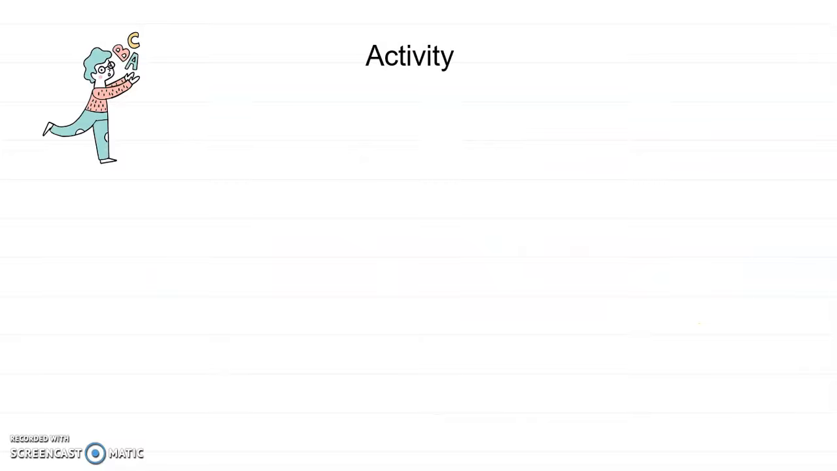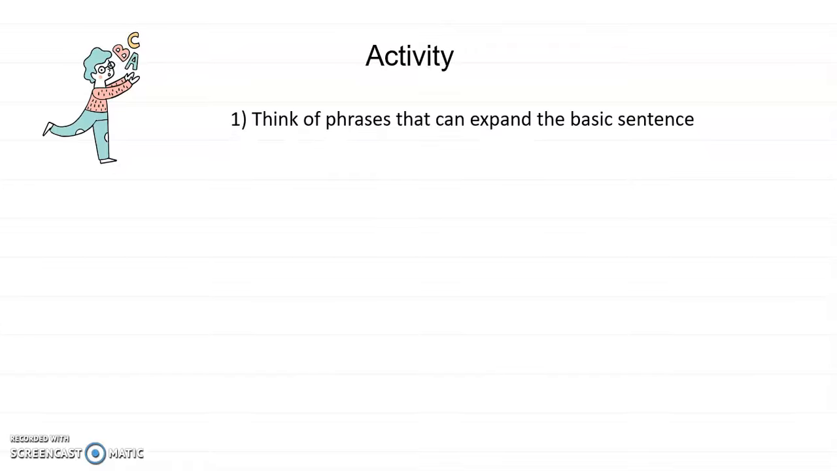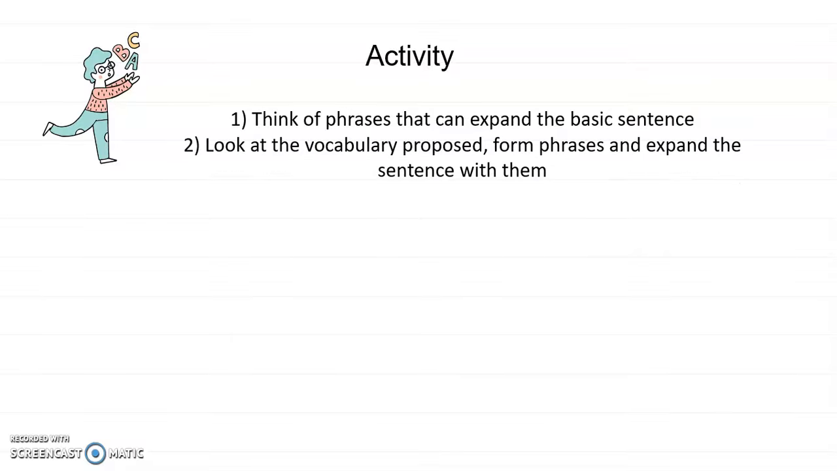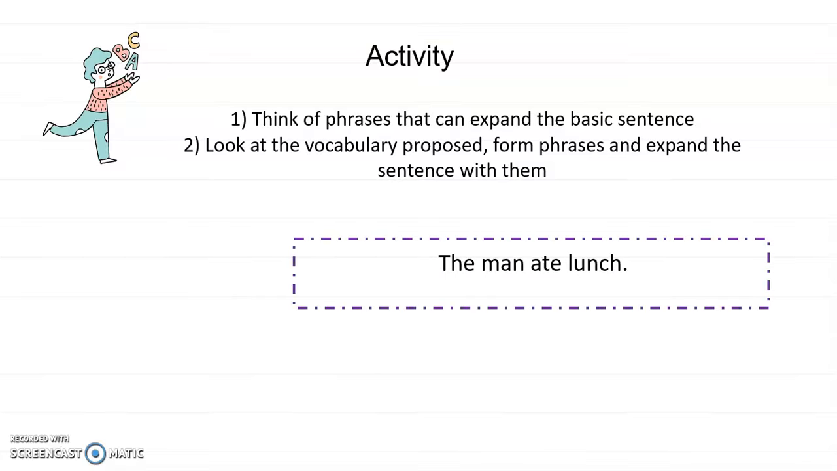Activity. Think of phrases that can expand the basic sentence. Then, look at the vocabulary proposed, form phrases, and expand the sentence with them. So let's look at the basic sentence. The man ate lunch. I'm going to give you 5 seconds to think of vocabulary that can form phrases. If you need more time, pause the video.